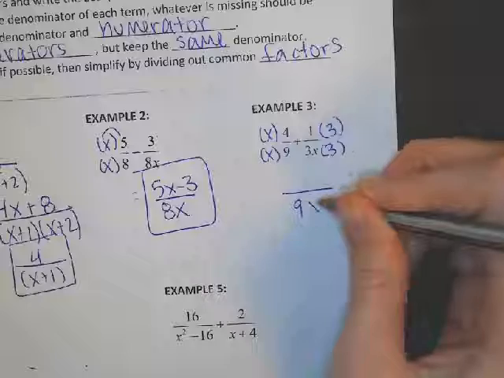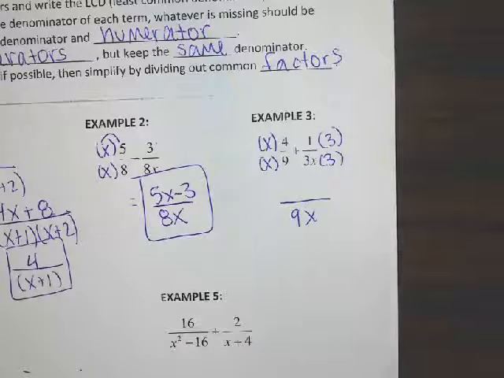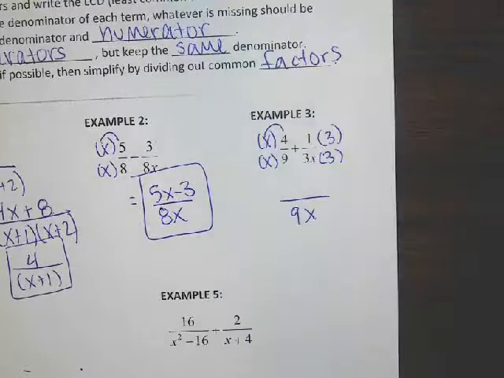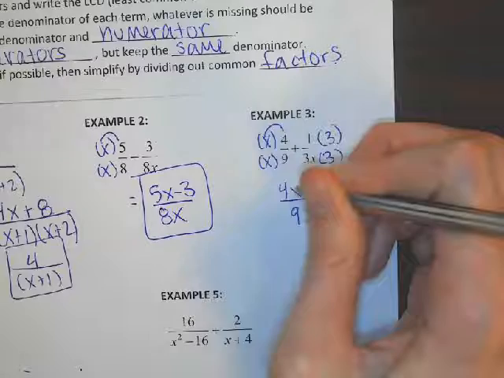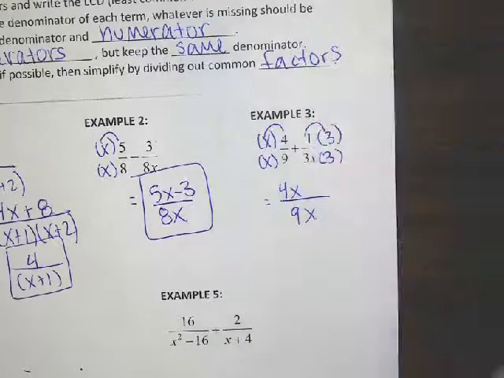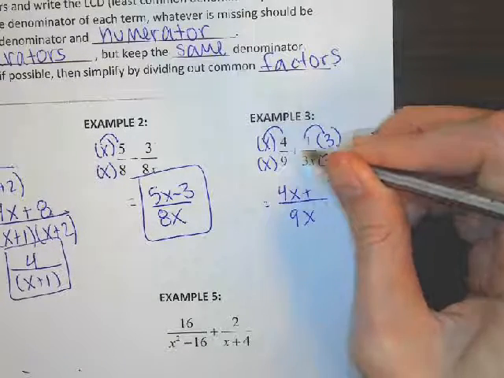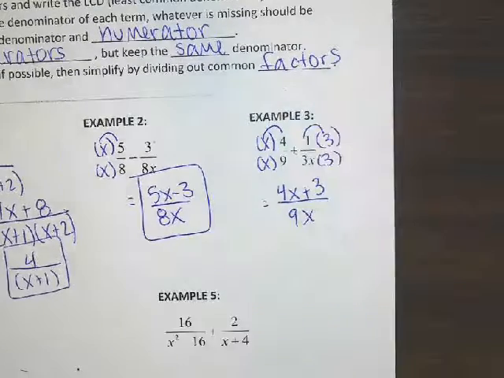9x. So we're on step 3. Combine our numerators. X times 4 is 4x, 1 times 3 is 3, so plus, because we're adding now, 3. And then step 4 says factor if possible. Can you factor your numerator? No, then that's it.